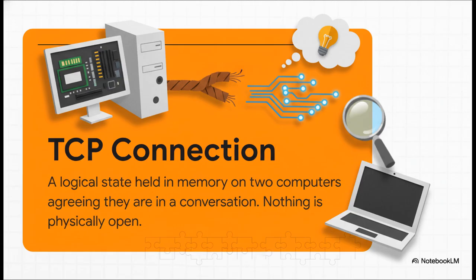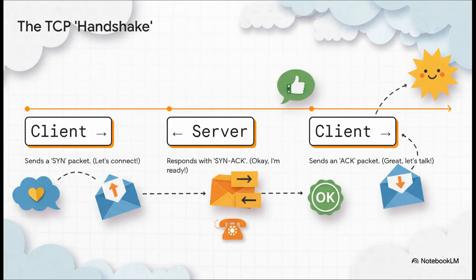It's a tiny piece of information stored in the RAM of both the client and the server that says, hey, you and I, we're talking. That's it. It's just state in memory. So how do these two computers create that shared state in their memory? Well, they do it with a quick three-step process called the handshake.